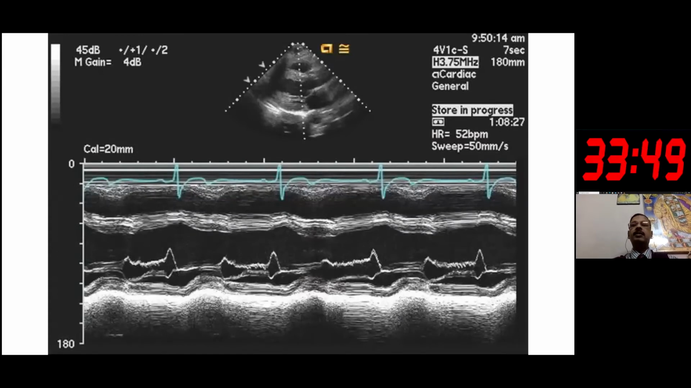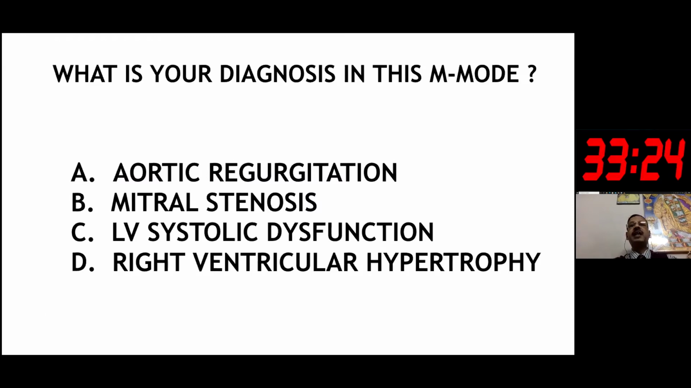So I'll go into quiz number 1. This is quiz number 1. Look at the M mode very carefully, and I'll give the options after that. Very, very carefully look at the M mode. There may be multiple findings, so you look at it and find out the logical conclusions, and I'll give the options. What is your diagnosis in this M mode? Here are the options.